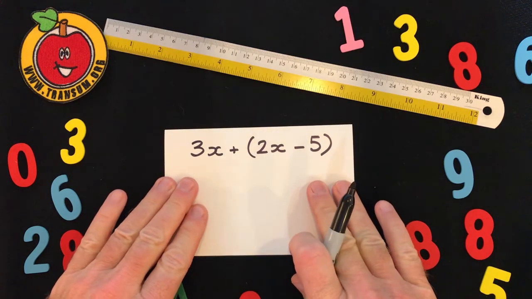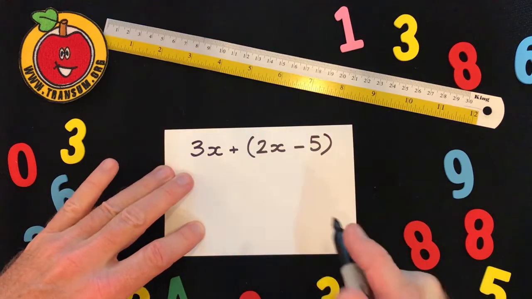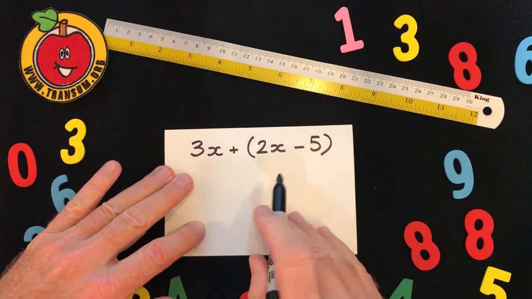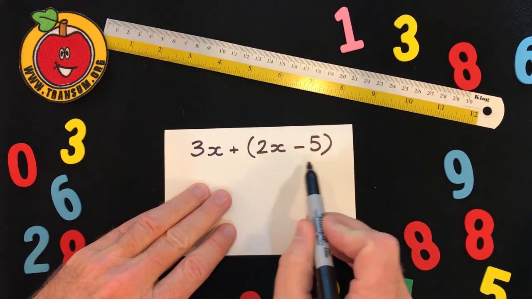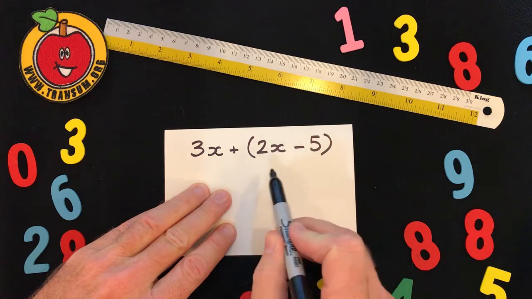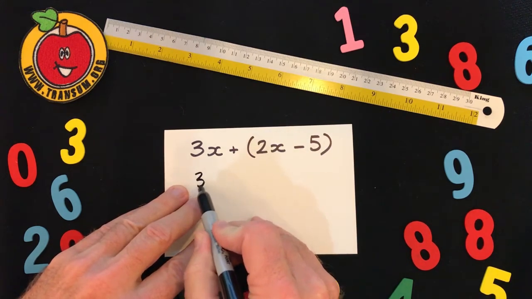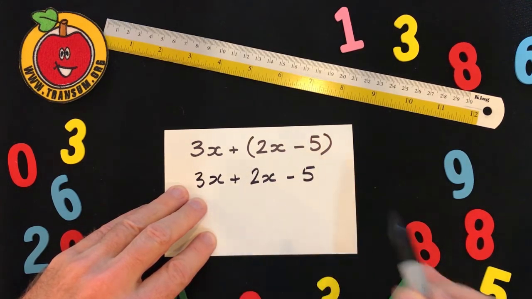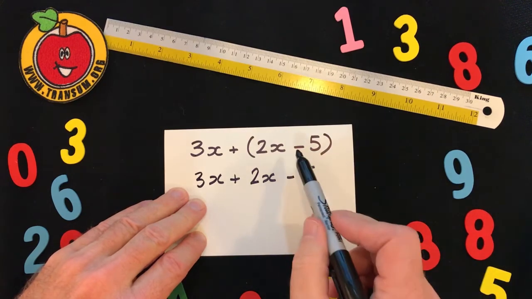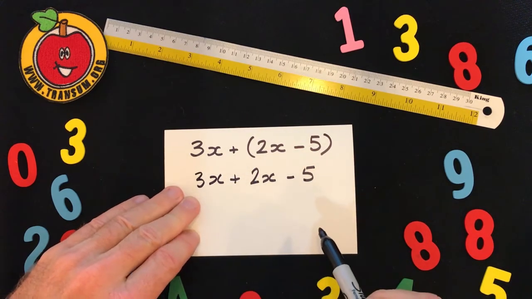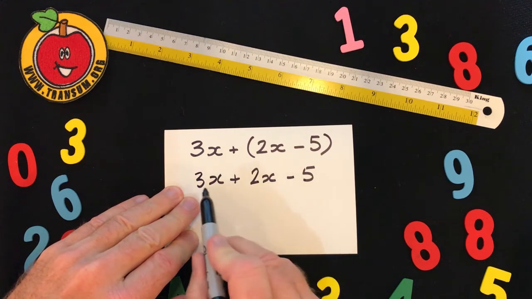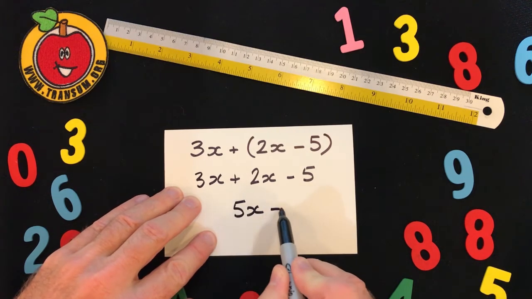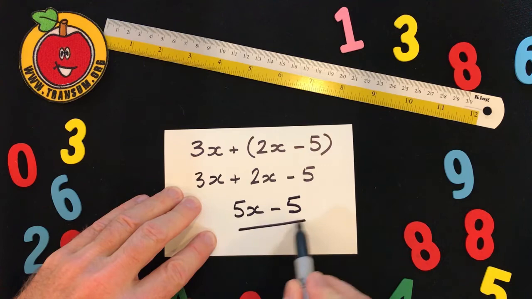And here's an example: 3x added on to 2x minus 5 in brackets. But in actual fact, the brackets aren't really required here. There's no purpose for them, so we could remove the brackets very easily and have 3x plus 2x minus 5, and then look for common terms, collect like terms. So the 3x and the 2x all together make 5x, and then we've got that minus 5, and that is the answer. That's the answer that you would type in.